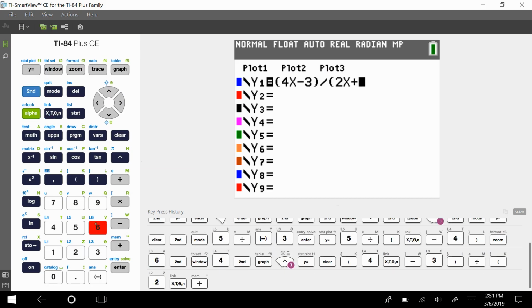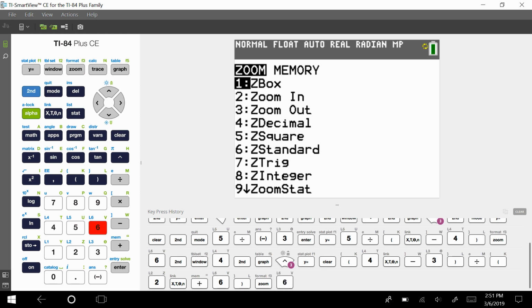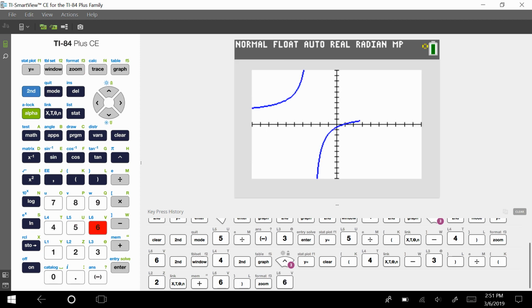2x plus 6. Close your parentheses. Top divided by the bottom. Notice I use the parentheses. We hit zoom 6 always. And we see right here on our graph 2 parabola-looking things.